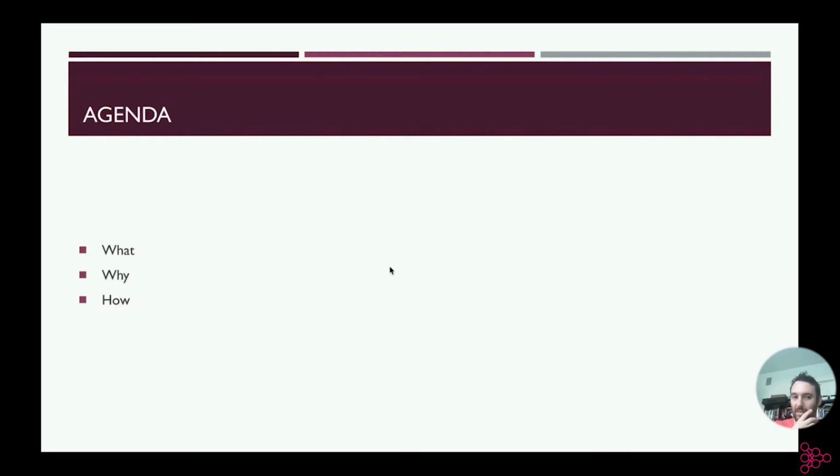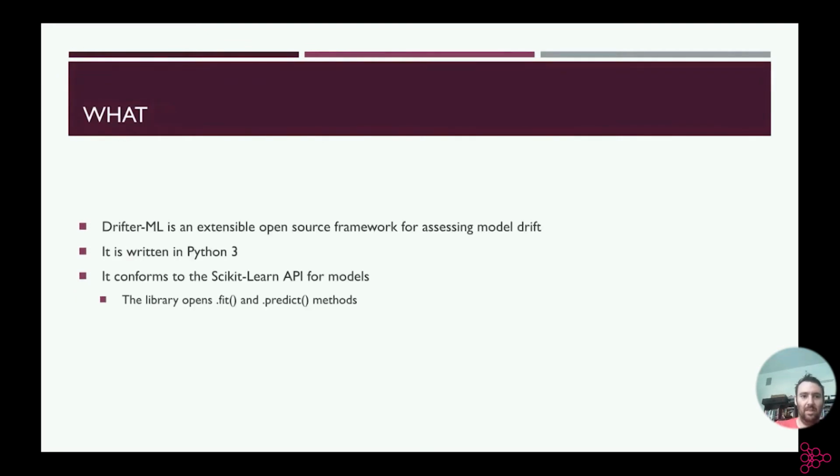Okay, let's talk about this. So today we're going to talk about what is Drifter ML and how you test models in production, why this is important, and then how to do it. So first off, let's start with what.